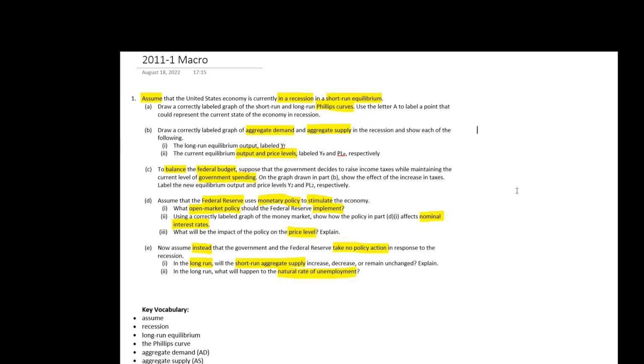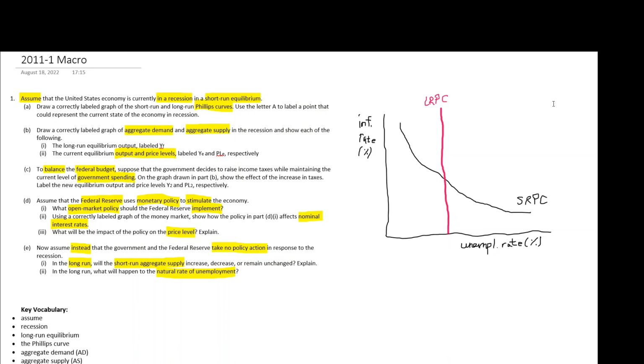So let's go and have a look at the first part, which is drawing a Phillips curve. So let's carry on and look at the Phillips curve graph here that I've drawn, rather messily, but nevertheless it's good enough. So we've got the inflation rate. I've written inf rate. It's a percent. Unemployment rate. I've got unemployment rate. Percent again. So you see the relationship here.